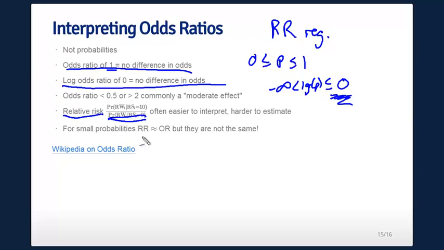There's this famous result that says you can approximate the relative risk with the odds ratio when the probabilities are small. As Jeff wrote right here, they're not the same, but they can be approximated. And this is done so frequently in, say, the epidemiology literature that people don't even acknowledge that they're doing it.